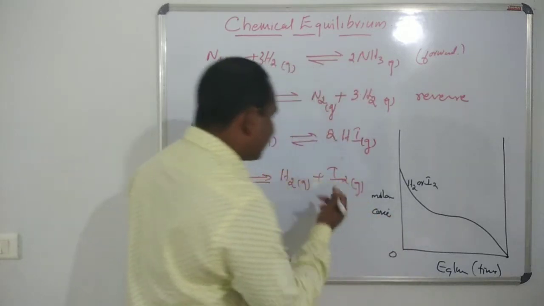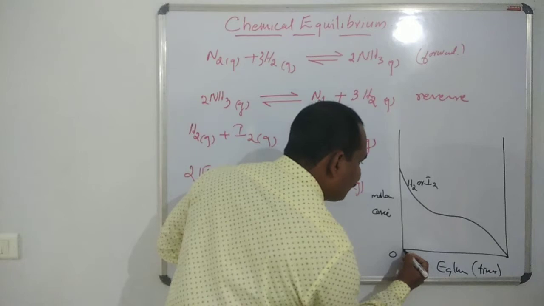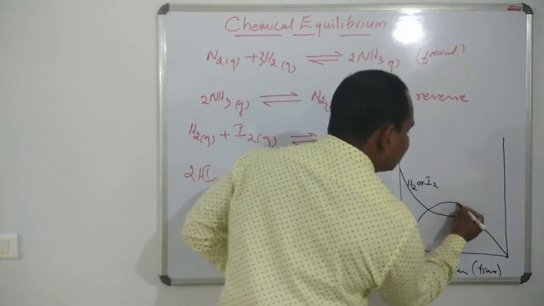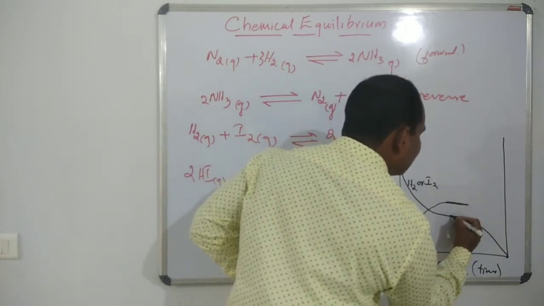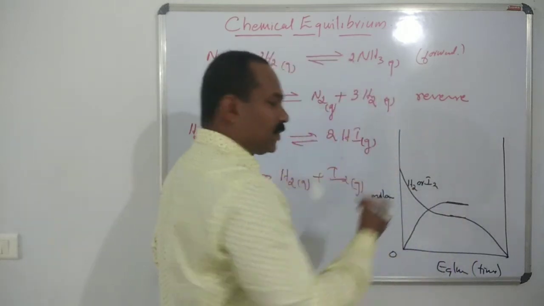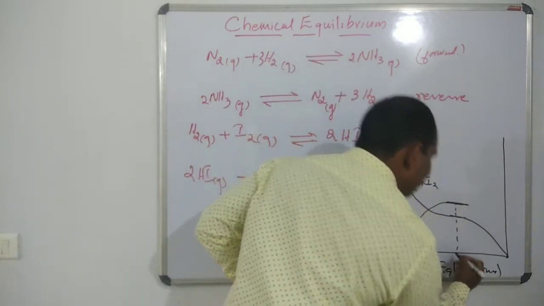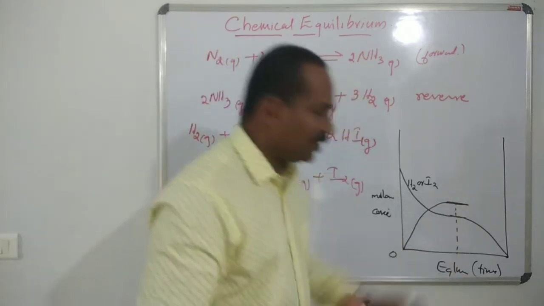And what happens in the case of HI? Initially the HI is 0 and then the amount of HI increases. An equilibrium is established at this stage.